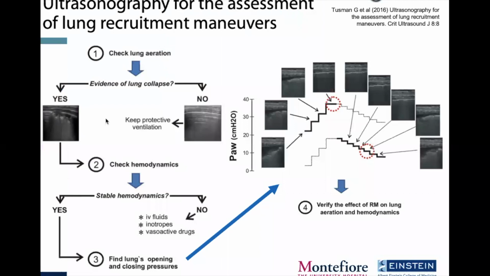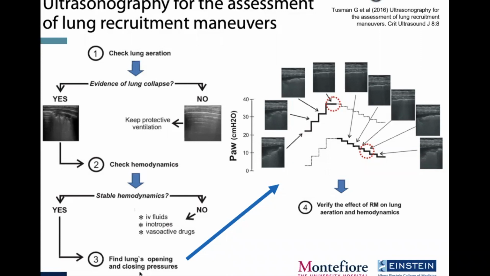So here is an algorithm that was proposed by Tusman et al. in 2016 for performing a recruitment maneuver with real-time ultrasound. I'll just go through the algorithm. The first step is evaluating evidence of lung collapse. We see that yes, there's lung collapse here. If there is not, then just continue lung protective ventilation. The next step is to check hemodynamics. We know that increasing PEEP will reduce preload and can cause stress on the RV, all of which need to be monitored, and you have to ensure that there is stable hemodynamics.